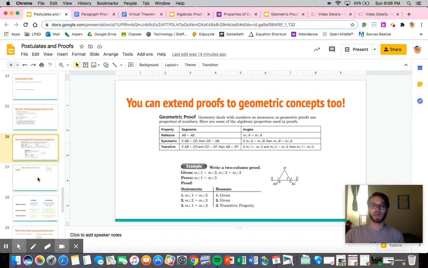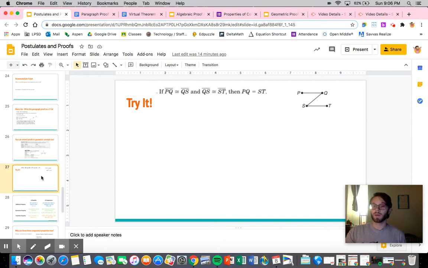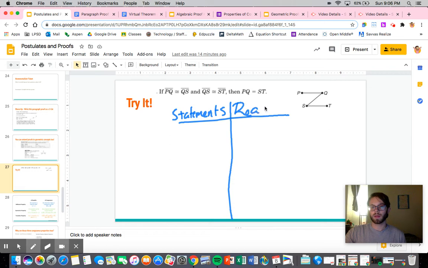So let's look at what that means. If we were to do something like this, we can still set up, sorry, it just got very laggy, we can still set up our two columns. I'm going to start with my statements and my reasons. Now, we always start with what we are given. What are we given? Well, we're given two pieces of information.